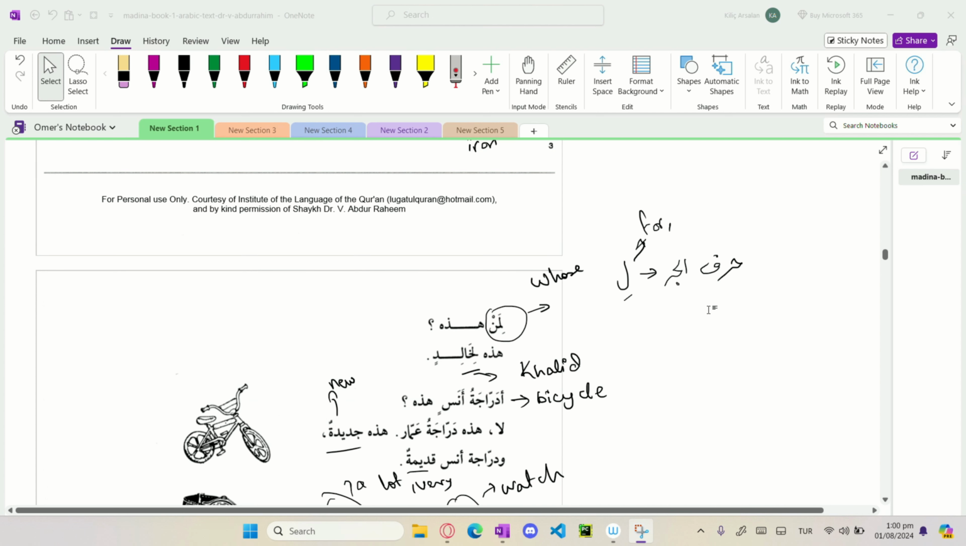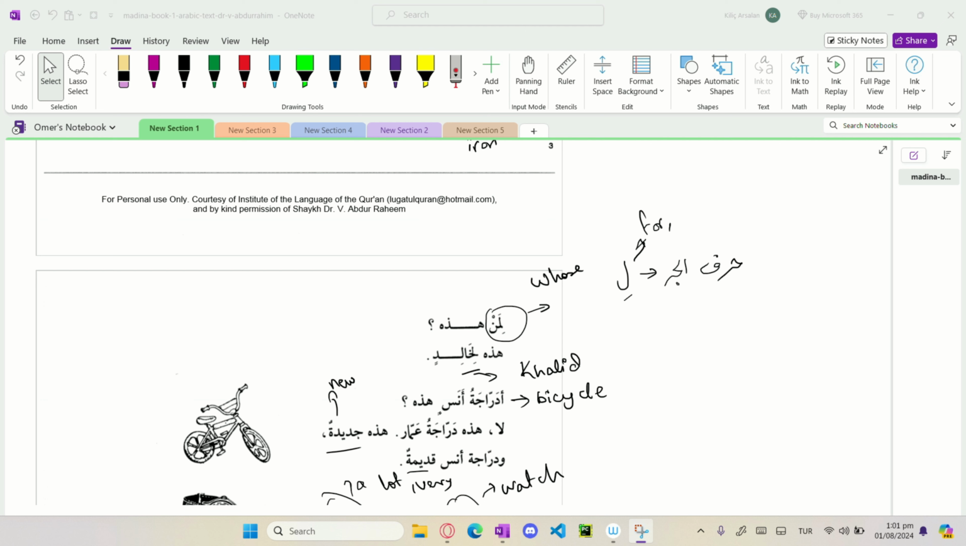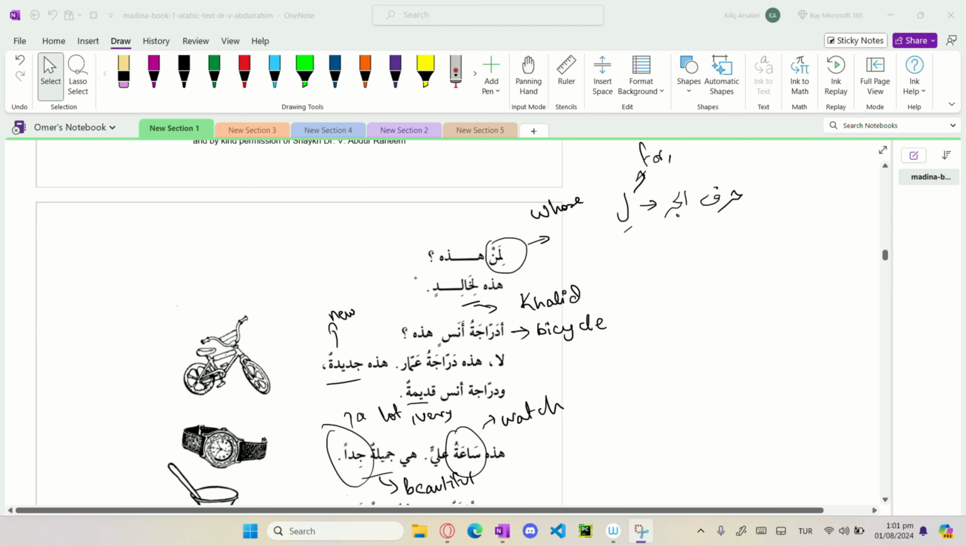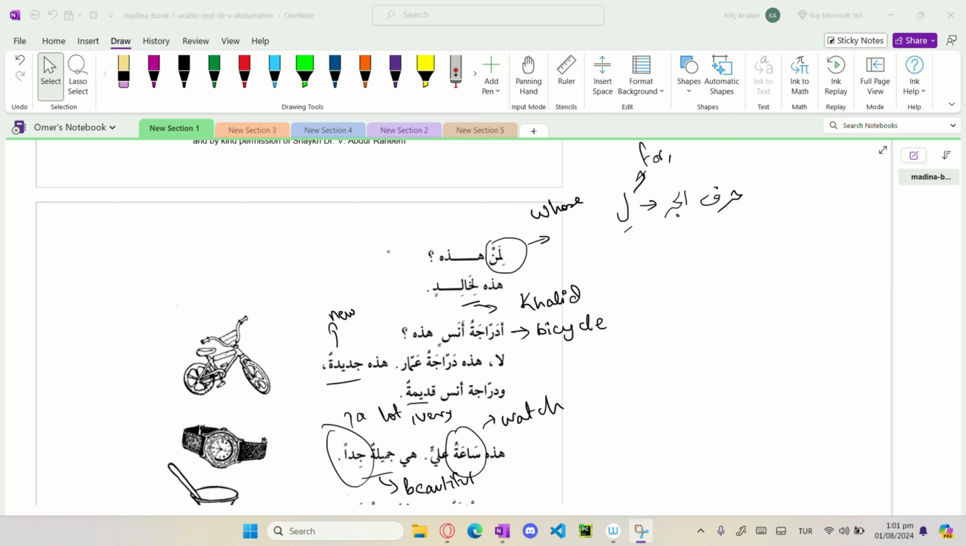So li is the harful jar. Whatever word that comes after it will become majroor with a kasra or kasratain depending on the function of it. For example, hazihi li khalidin. Since Khalid is the name of a man, it has two kasras, and the lam, which is harf of jar, gives it two kasras.